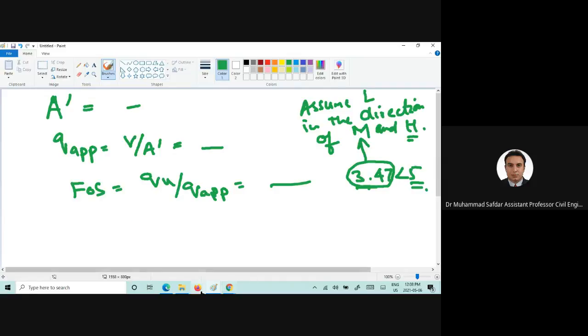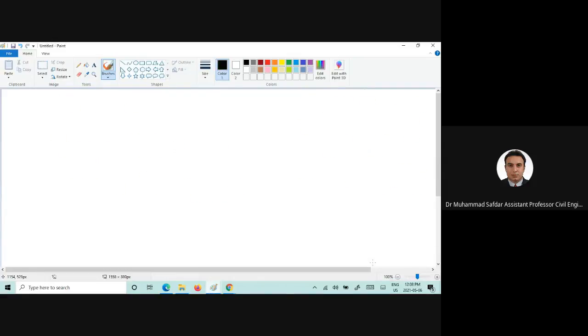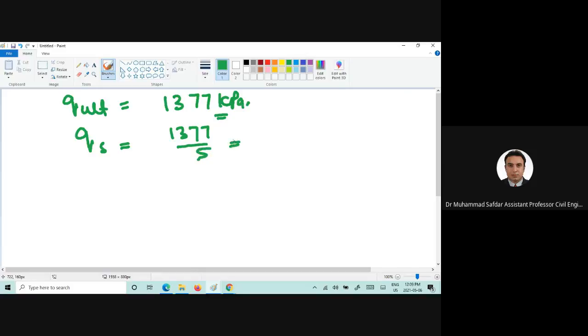Now, as we did in our previous design problem, we will assume the Q ultimate, and for the time being I would pick the value of 1377 kilopascal, and then we will find out the Q safe, which is the safe bearing capacity, using the factor of safety 5. We will find this as 275.5 kilopascal.